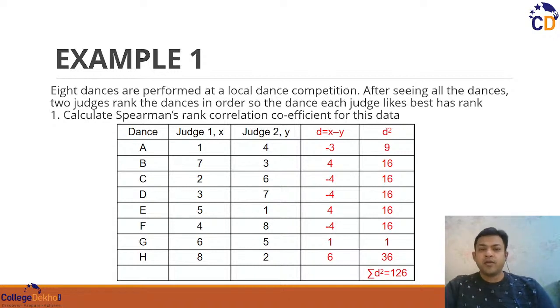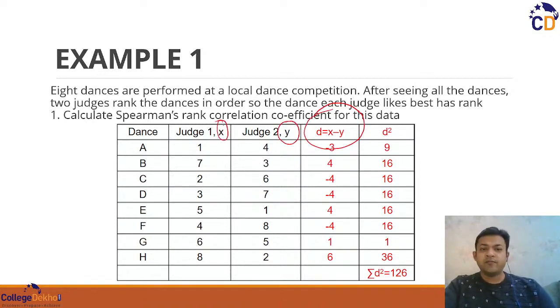So we are trying to find the correlation coefficient using Spearman's rank formula. The first column in this table demonstrates the names of the dancers or codes of the dancers. The second column demonstrates the rank given by Judge 1. The third column gives us the rank given by Judge 2. And column 4 is basically the difference between the ranks, x minus y.